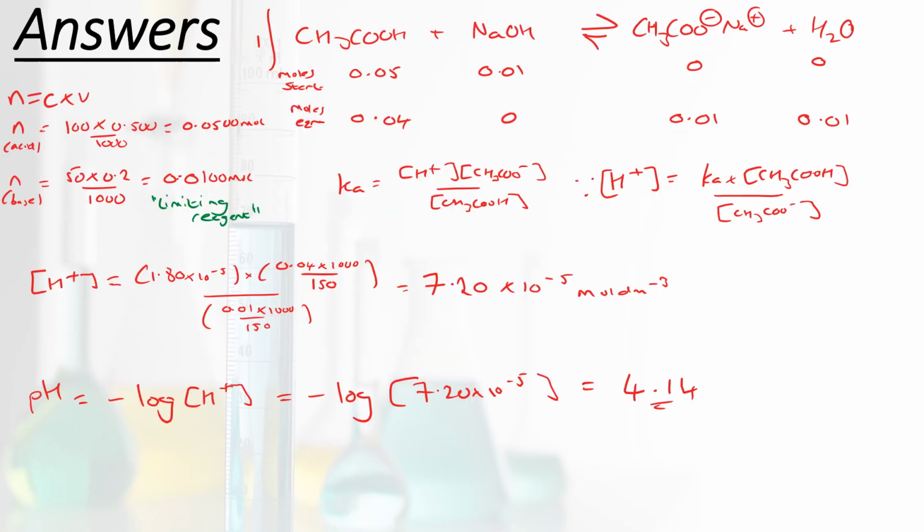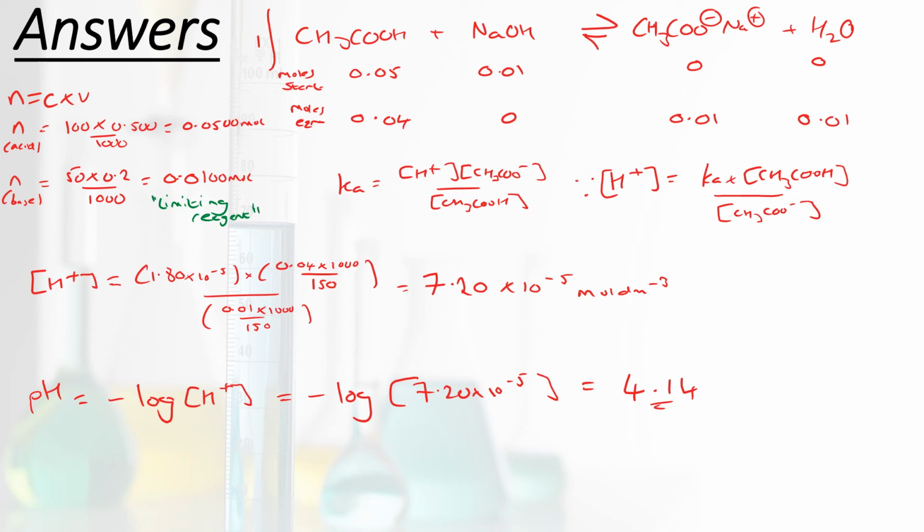So the first part of this question then is to calculate the pH of this buffer solution. So again, I'm going to go through the way of doing it using the equilibria calculation style. If you've done it using the Henderson-Hasselbalch equation, that's equally fine. The way I'm going to do it is start by writing out the equation. So ethanoic acid plus sodium hydroxide. The equilibrium reaction produces sodium ethanoate, the salt, and water.